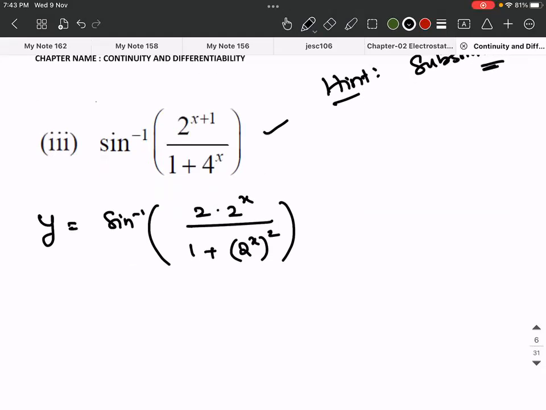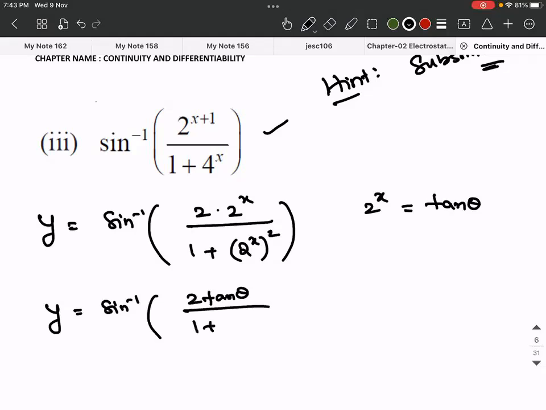If that is the case, if I put 2 power x is equal to tan theta, listen to this carefully. If I put 2 power x is equal to tan theta, y will be equal to sine inverse of 2 tan theta by 1 plus tan square theta. So what is 2 tan theta by 1 plus tan square theta? It is sine 2 theta. Am I right? So this will be 2 theta. Correct? Is there any doubt till this step? Is there anyone who is not clear with what I did?